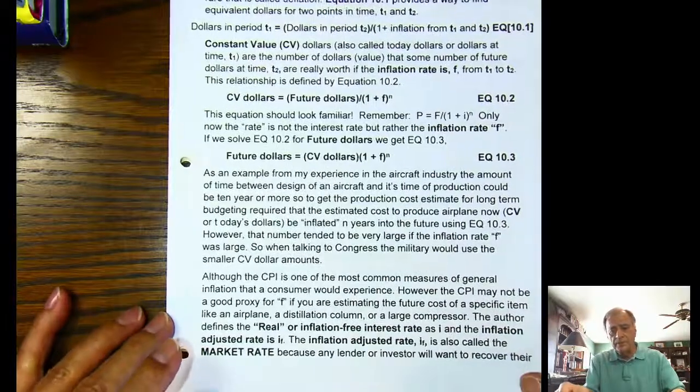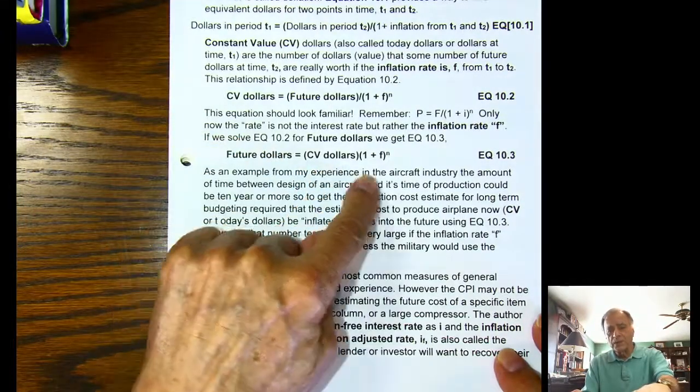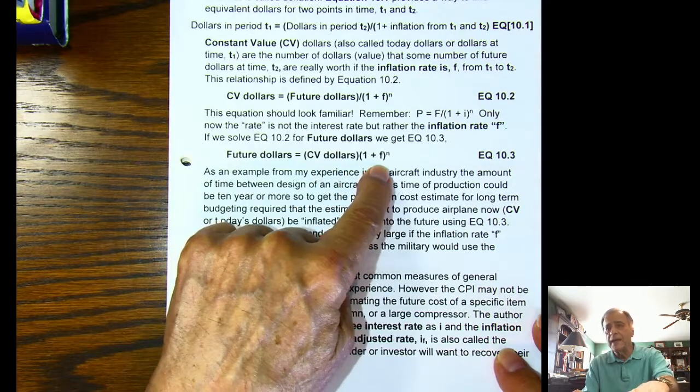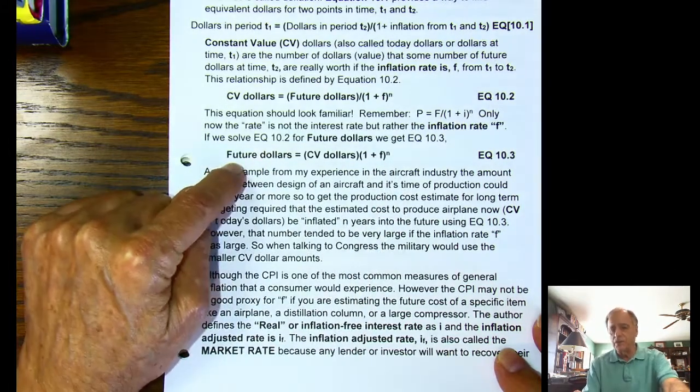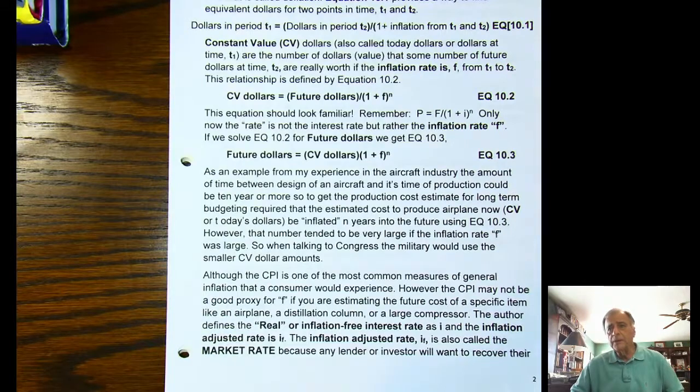I want to get into some definitions. So we call constant value dollars uninflated dollars. If we want to inflate them with the inflation rate F for n periods, then that gives us future dollars. And if you recall, the rate I that we've been using throughout the semester, we really didn't talk about inflation until this chapter. Actually, we're not going to talk about it again after this chapter, but we used the real rate or the inflation-free interest rate, I. So that I that we've been using theoretically is the inflation-free interest rate.